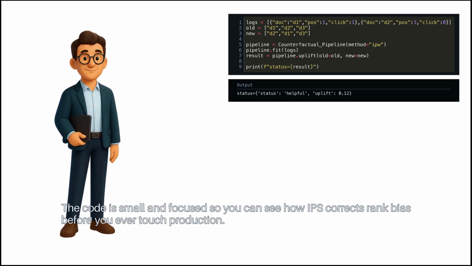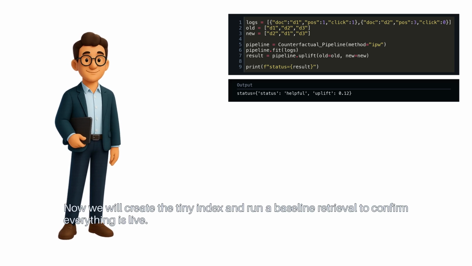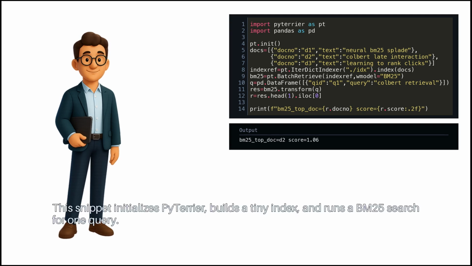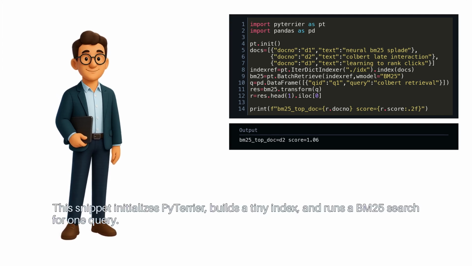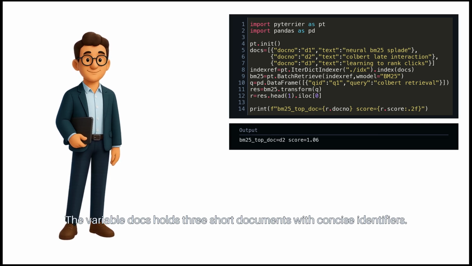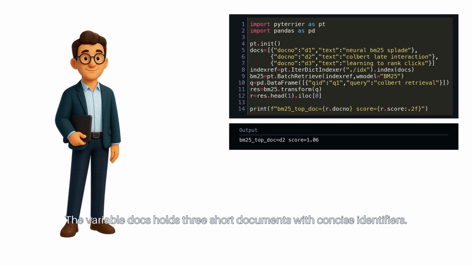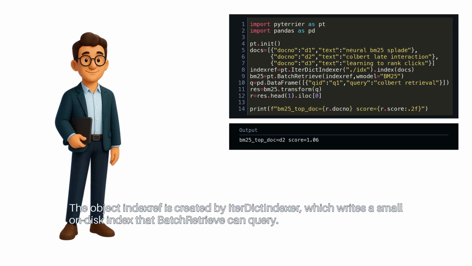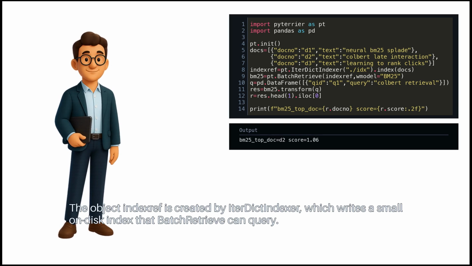you ever touch production. Now we will create the tiny index and run a baseline retrieval to confirm everything is live. This snippet initializes PyTerrier, builds a tiny index, and runs a BM25 search for one query. The variable docs holds 3 short documents with concise identifiers. The object index ref is created by the iterdict indexer, which writes a small on-disk index that batch retrieve can query.